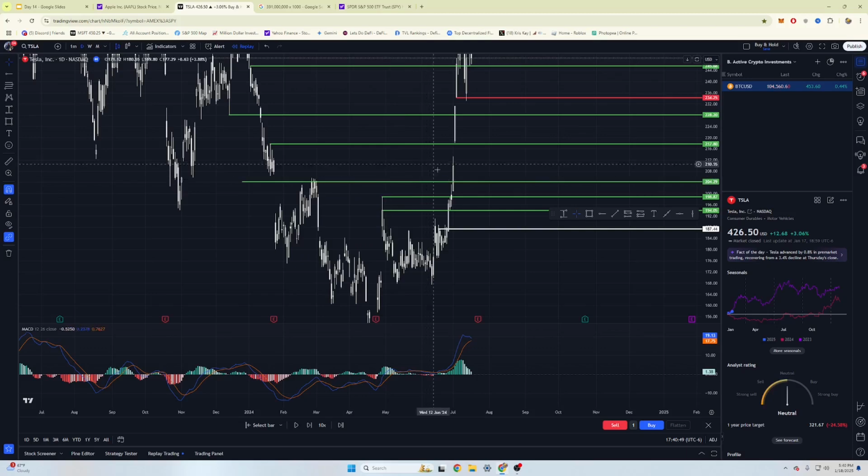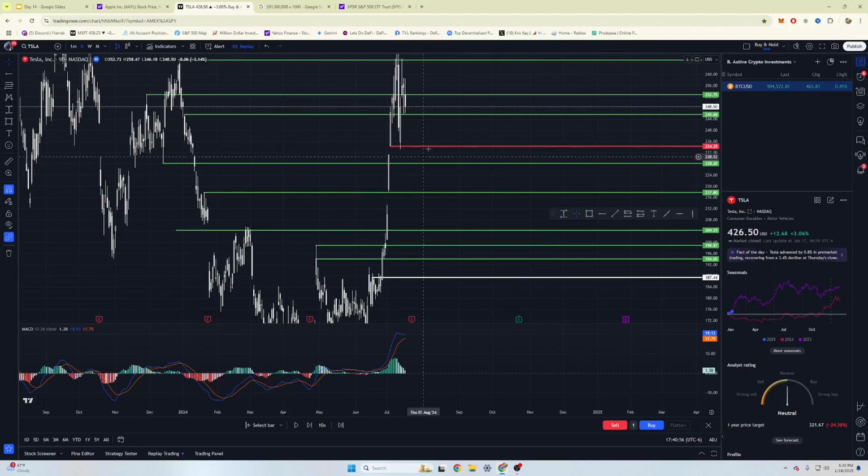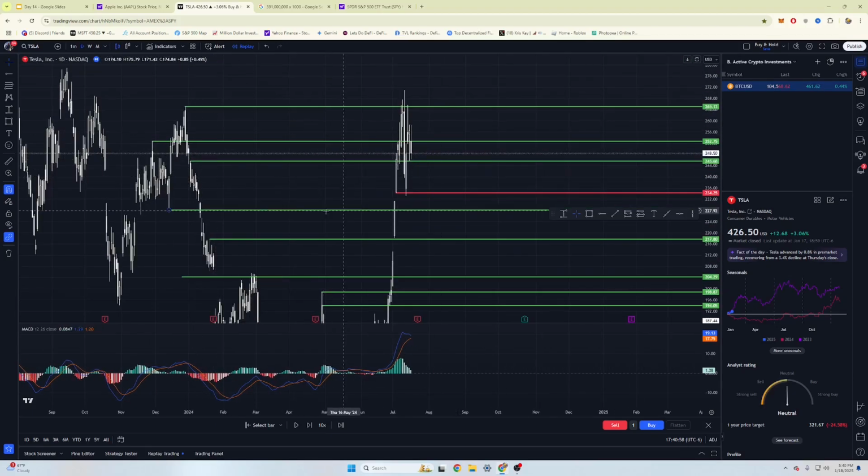This is a key resistance level. We broke out, so this would be a breakout, right? Just breaking out above resistance levels. Resistance level, breakout. Simple. That's all it is.